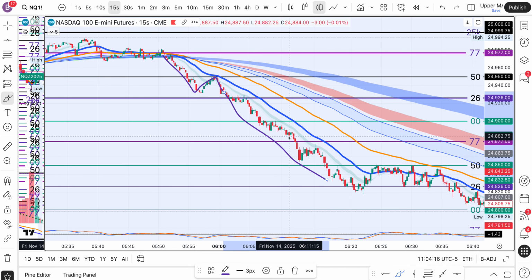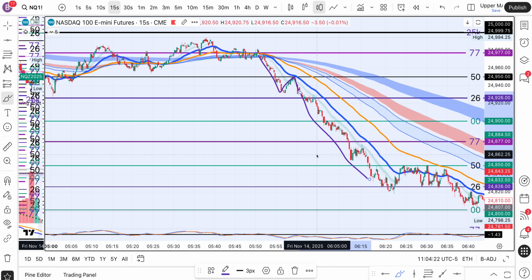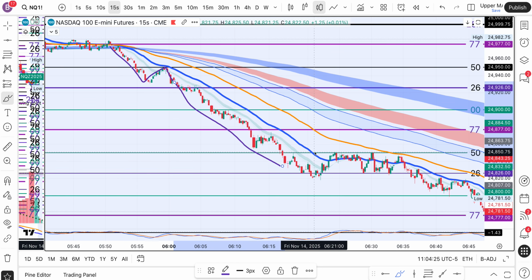Here's 25, 50, 75, 100 points, 125 points. So yeah, and if you just want to target the next 77 down, that's always a good one. But you know, I'm telling you, you can choose how you want to manage your trades.